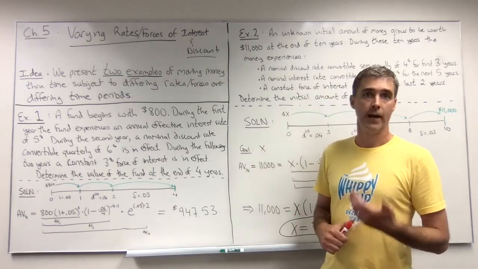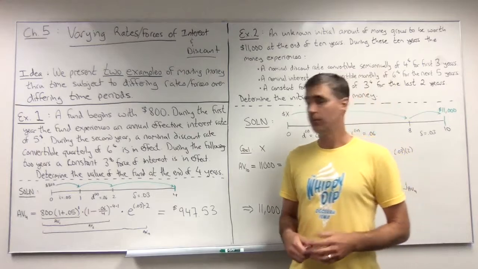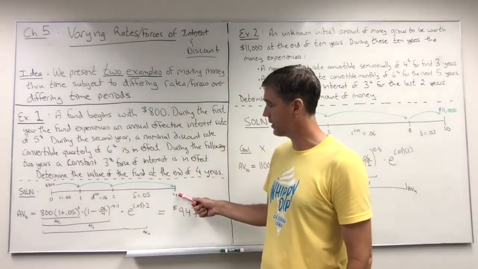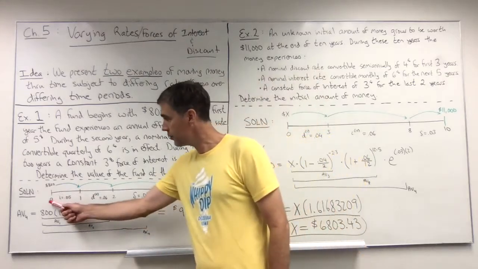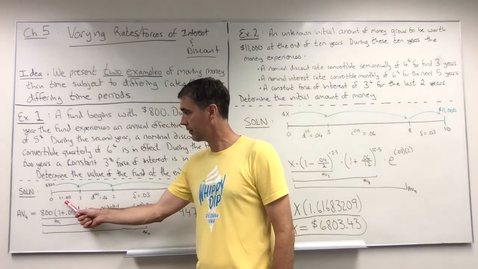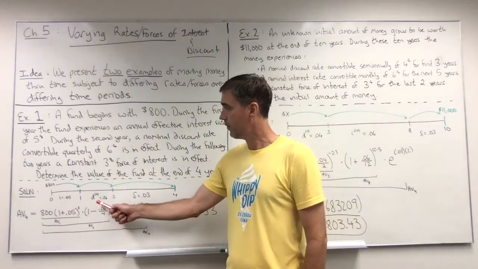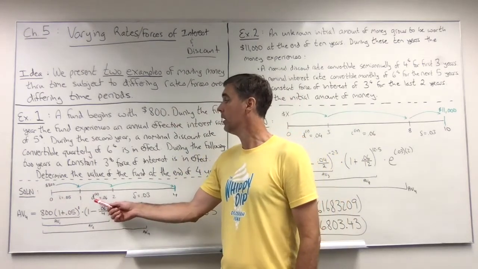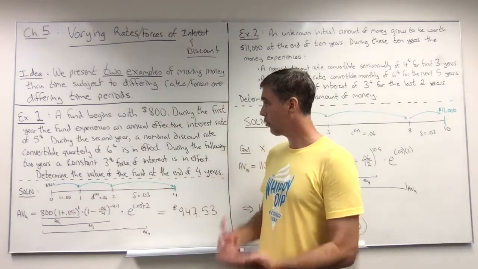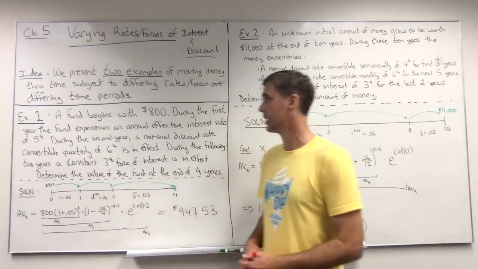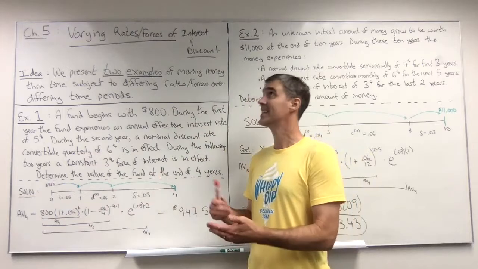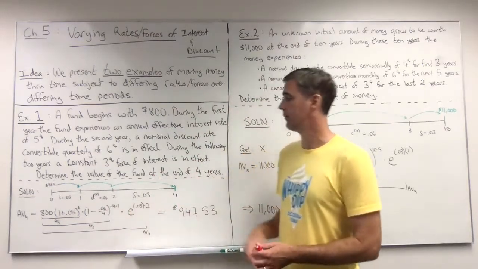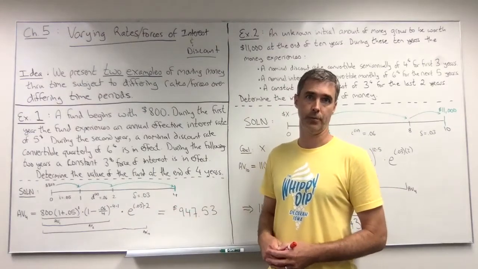So, a time value diagram of money starts to become really helpful here. At time 0, I have $800 and I am trying to push it to time 4. For the first year, from 0 to 1, I have an annual effective interest rate of 5%. From time 1 to time 2, during the second year, I have a nominal discount rate convertible quarterly, so d superscript 4 of 6%. And then during the last 2 years, from time 2 to time 4, we have a force of interest of 3% in play, right?